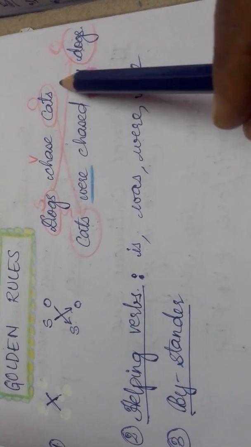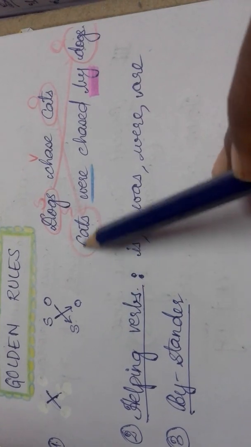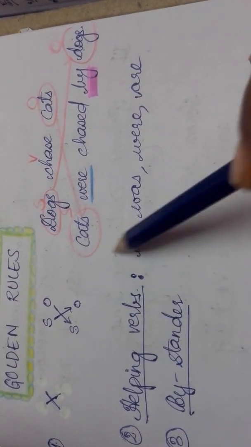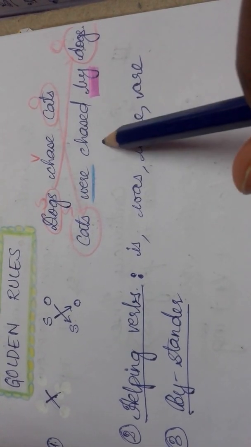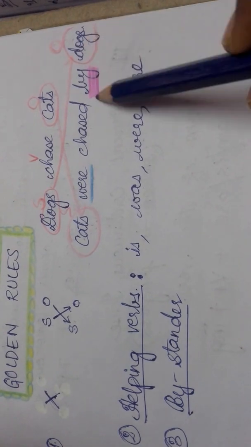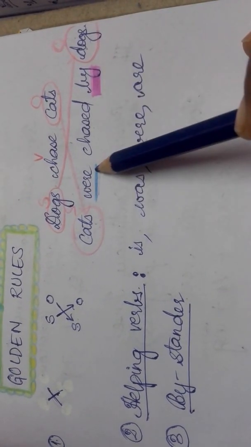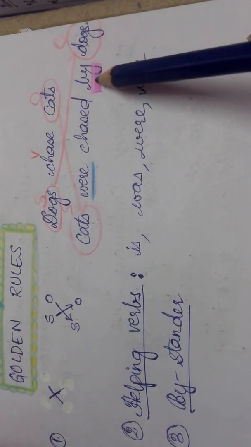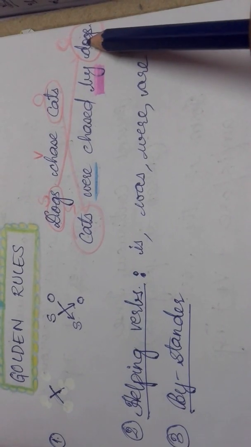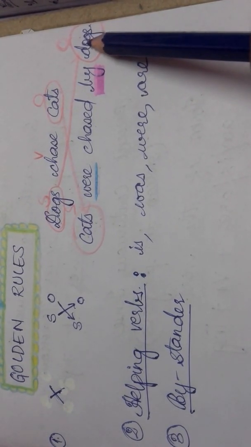So dogs chase cats. So here this is the object. Object is going to become the subject. So cats. Then use the helping verb. Were chased. Chased by dogs. Bystander by dogs. Okay. Here we can see we have added the helping verb and then the bystander, and this subject became the object. Understood, children? Practice the examples.